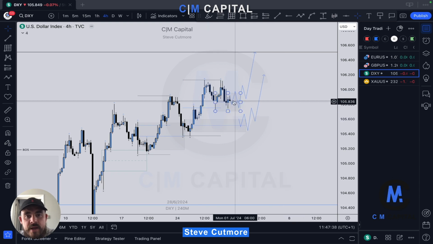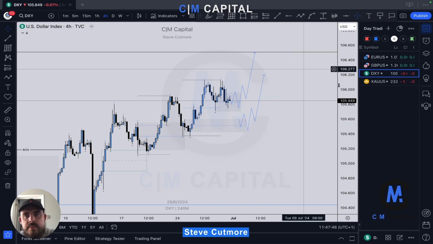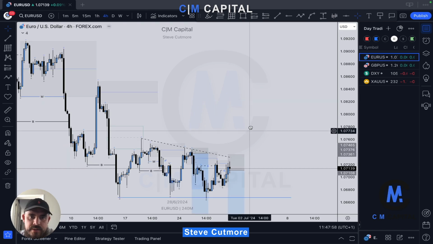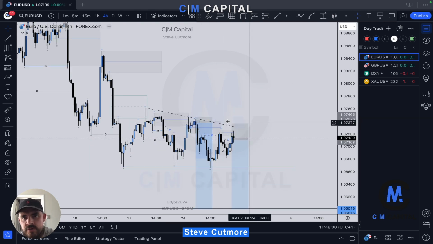So I'm either looking for a reaction from this area, which we're currently sitting in, to push it upside, which will bring these pairs down, or a pull down into this area and then a reaction to pull upside. So either way, I am bullish on the DXY, but depending on how far down the DXY wants to go before it pushes upside, it depends on how Euro US dollar will react.